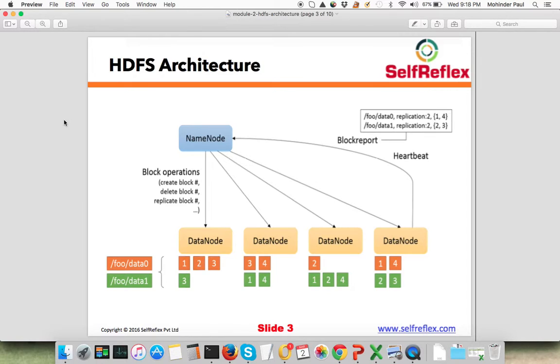So HDFS stands for Hadoop Distributed File System, and basically HDFS consists of a name node and a lot of data nodes. A name node is basically the master of the system. Data nodes are basically the slaves of the system. So name node just maintains information about the complete file system, all the files that are present in the system, and data nodes are the machines that actually store that data.